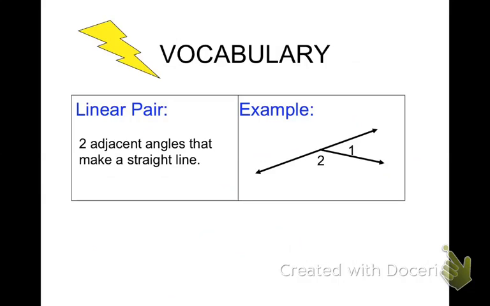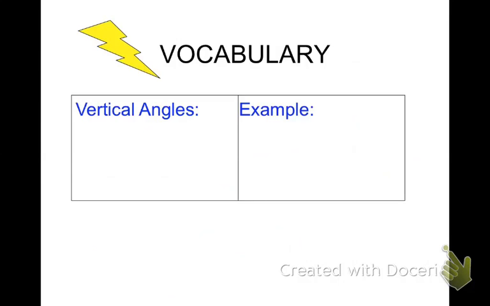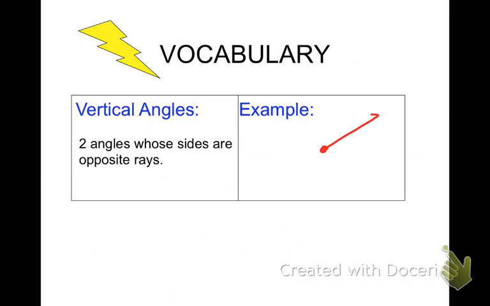And the last thing we have to cover are our vertical angles. And this is where they can get a little bit confusing. So vertical angles are two angles whose sides are opposite rays. So two angles whose sides are opposite rays. Now let's think back to what opposite rays are. So everyone right now in your example space, make a ray.